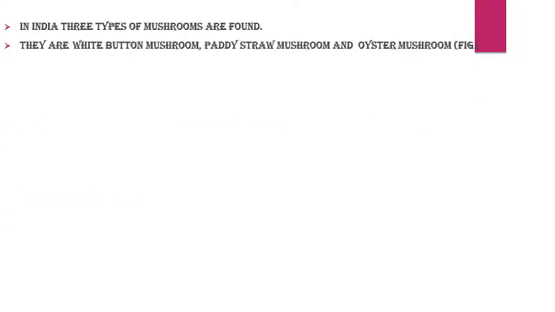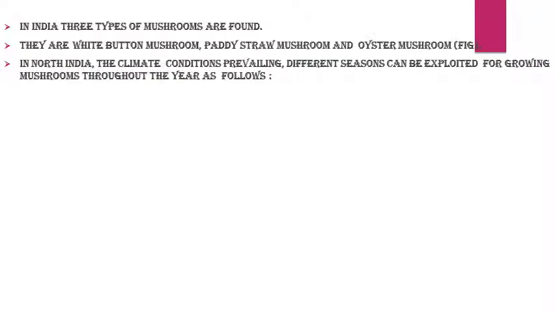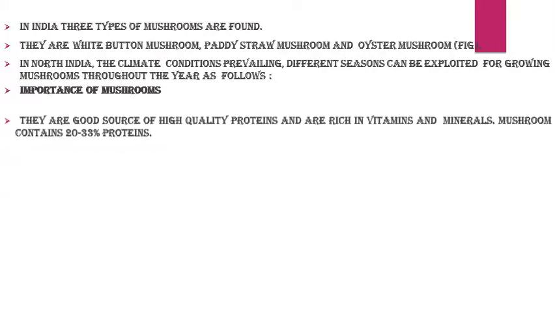In India, 3 types of mushrooms are found. They are white button mushroom, paddy straw mushroom and oyster mushroom. You can see in the next figure. In North India, given the climate conditions prevailing, different seasons can be exploited for growing mushrooms throughout the year as follows.